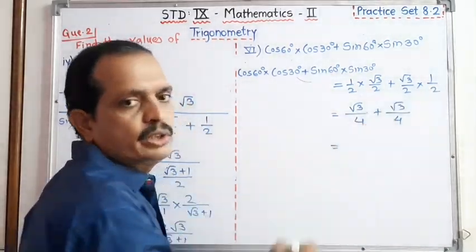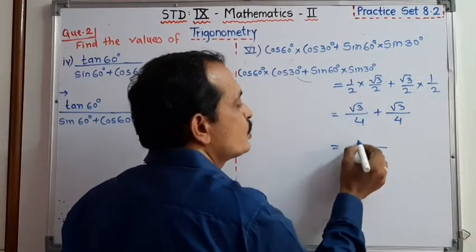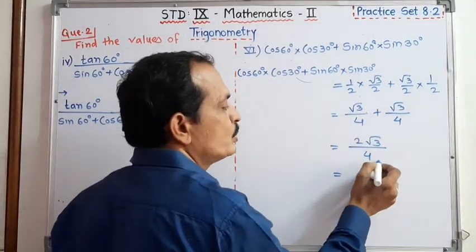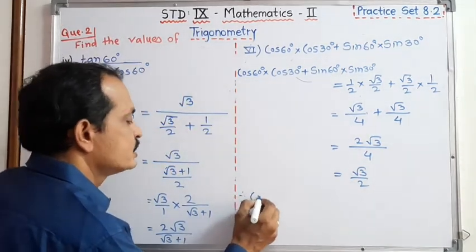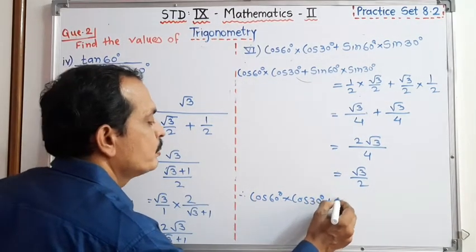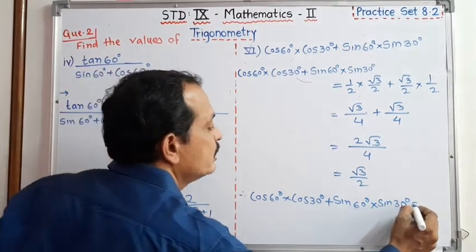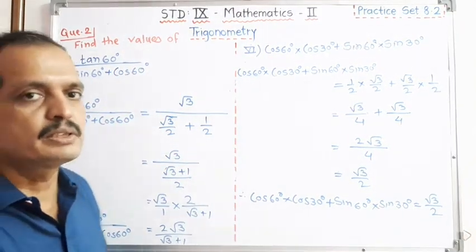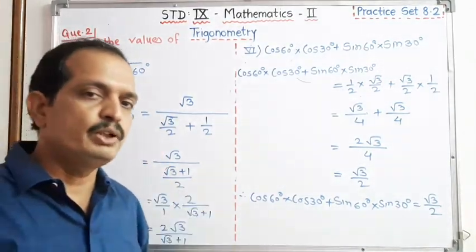Now do the addition. Denominator is same, it is 4, and root 3 plus root 3, that means 2 root 3, and 2 ones are 2, 2 twos are 2, therefore root 3 upon 2. Therefore final answer is cos 60 degree into cos 30 degree plus sin 60 degree into sin 30 degree is equal to root 3 upon 2. This is the final answer. Dear student, go through this sum again and write down this sum in your notebook.